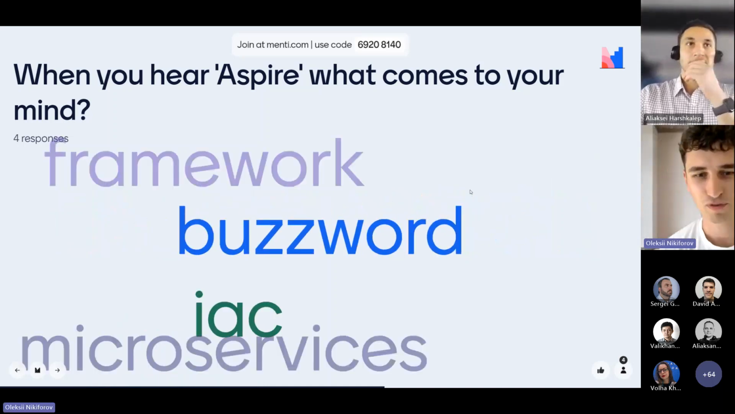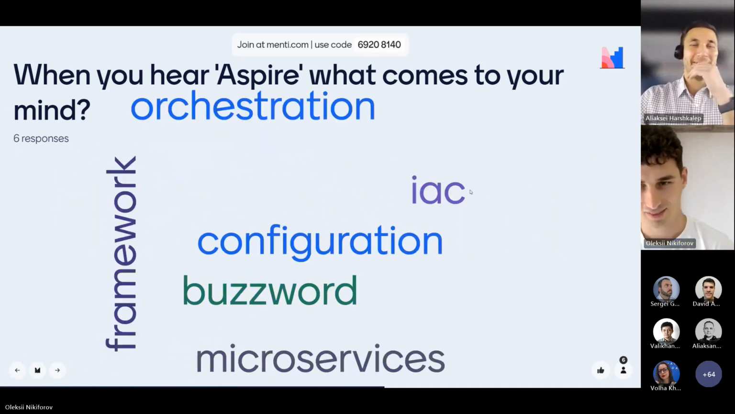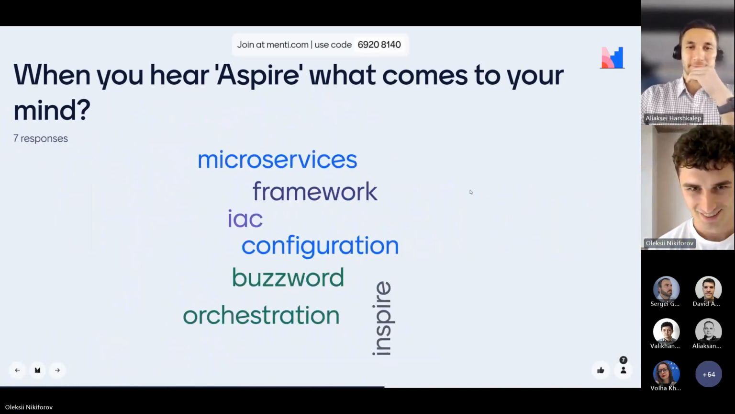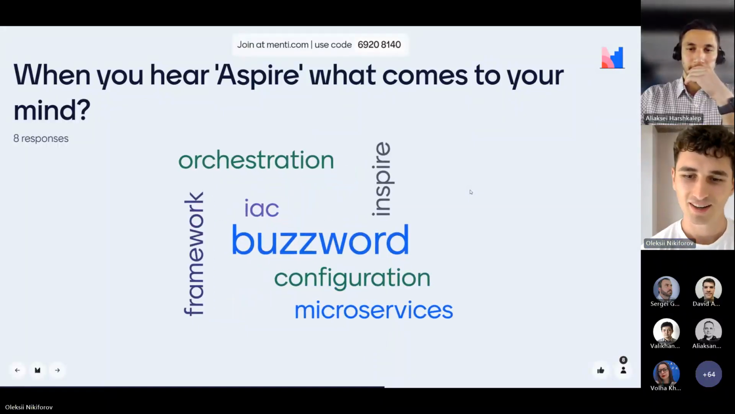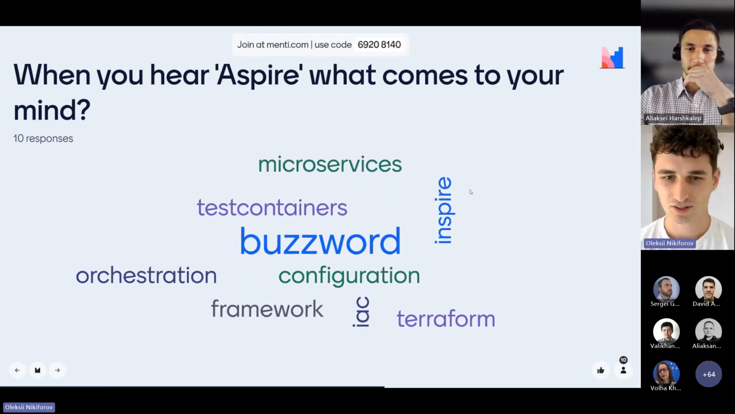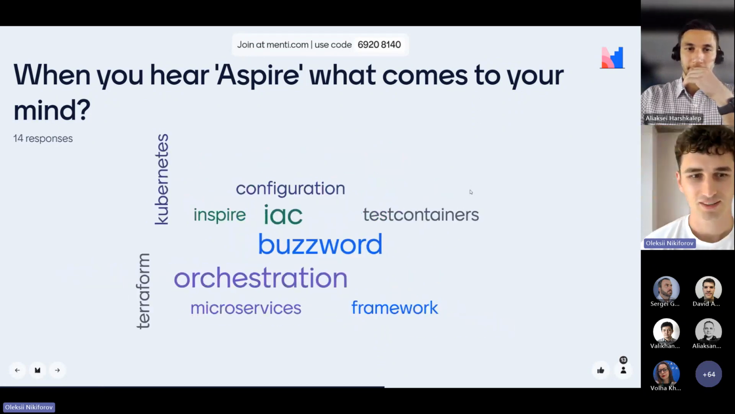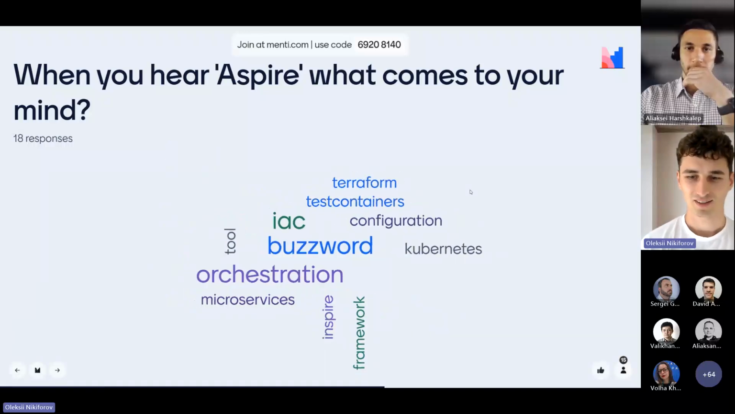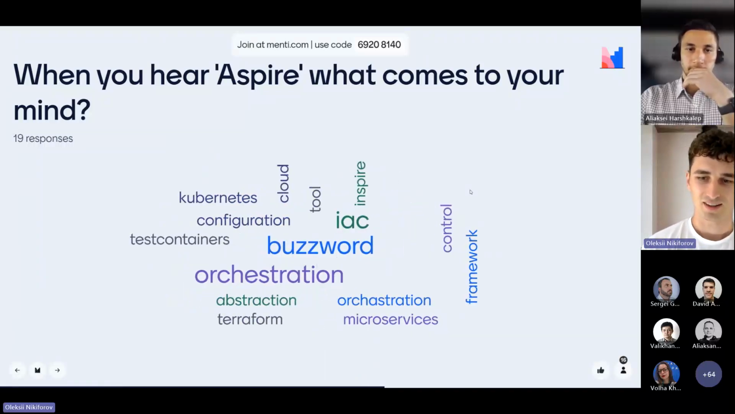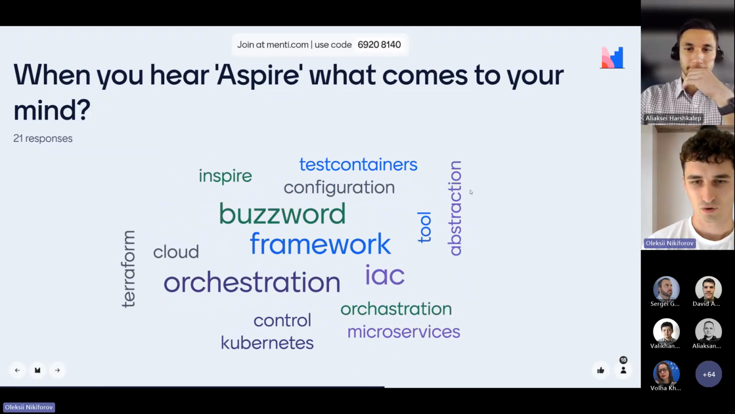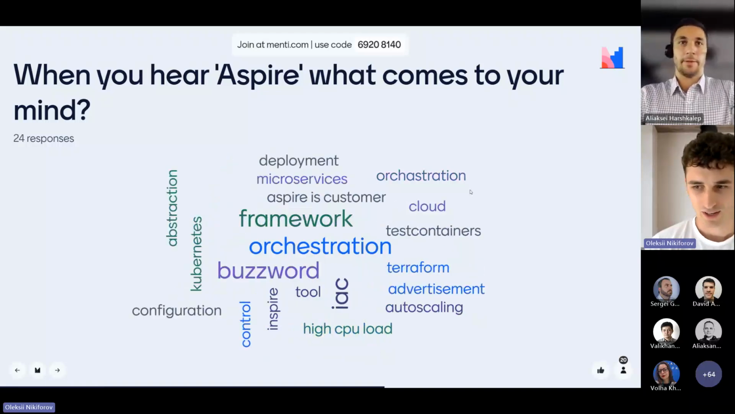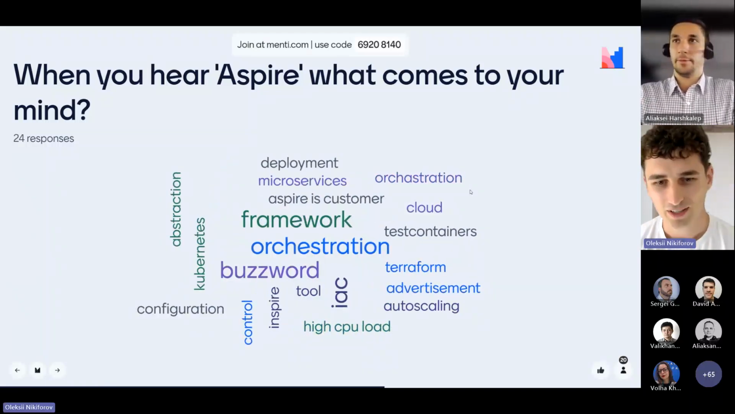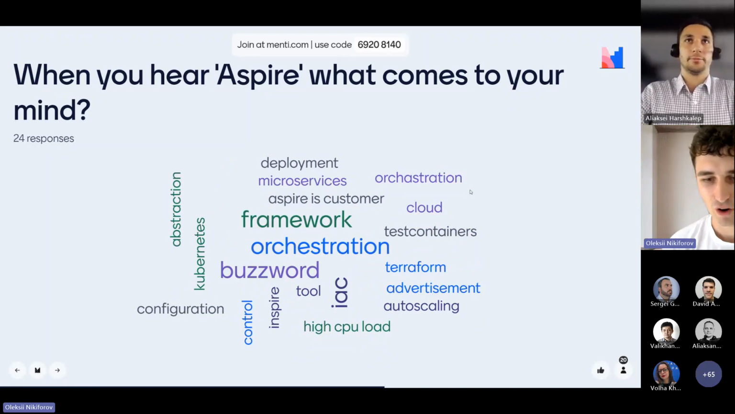Also, I didn't include a profanity filter, so it's interesting. Aspire, microservices, orchestration, Terraform, test containers. Interesting. Cloud. So far, framework and orchestration is winning. I'm wondering how many responses. Okay, nice.